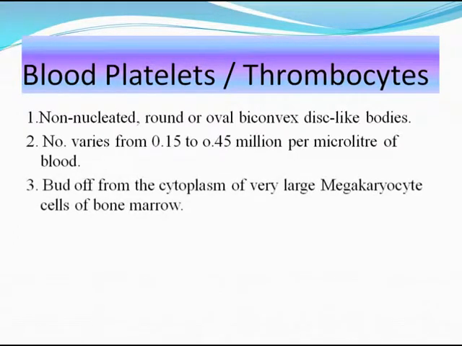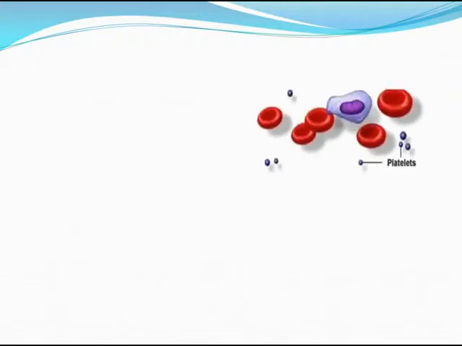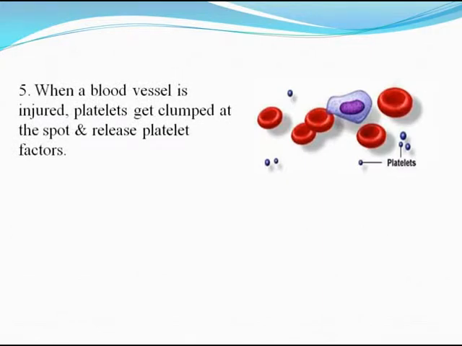They bud off from the cytoplasm of very large megakaryocyte cells of bone marrow. Platelets survive for 3 to 7 days only, as they are disposed of by phagocytosis in the blood itself. So the normal lifespan of a platelet is about a week. Here you can see the picture of platelets. Blood platelets play a vital role in blood clotting. When a blood vessel is injured, platelets get clumped at the spot and release platelet factors.